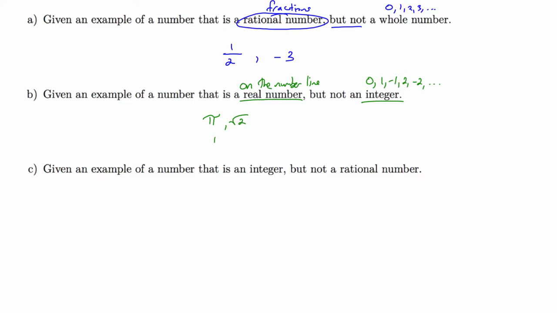But also, the example we had from part A, 1/2. Any fraction would also work. So any irrational number would work, and any rational number that's not a positive or negative whole number would work for part B.